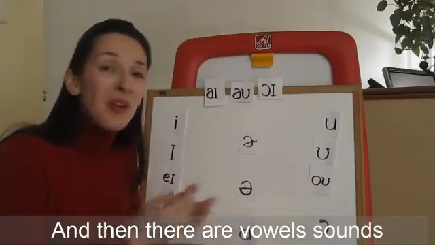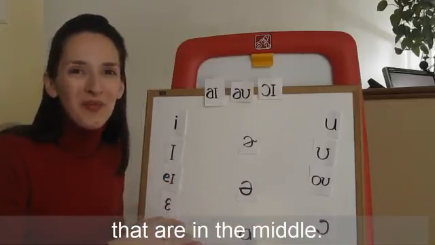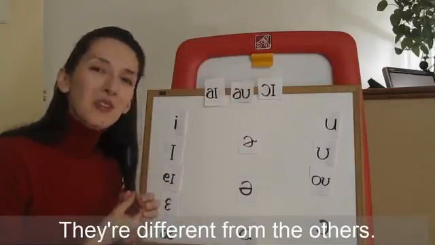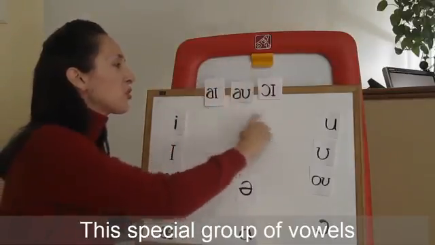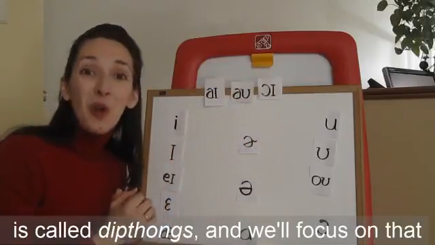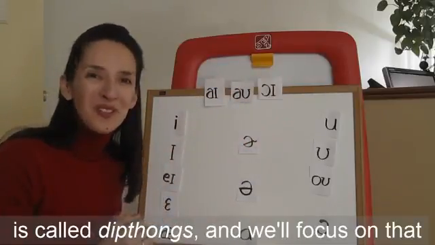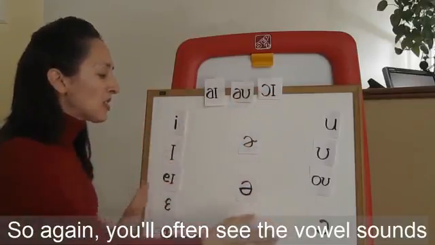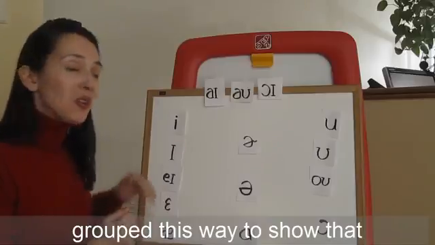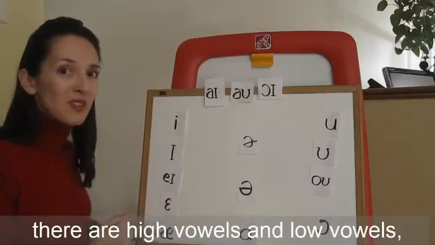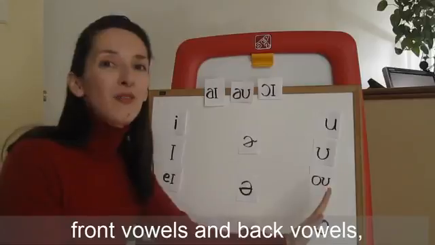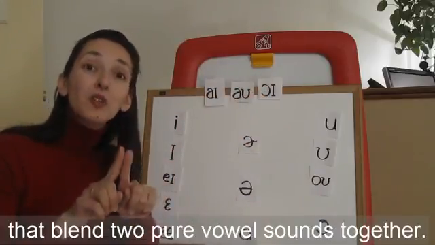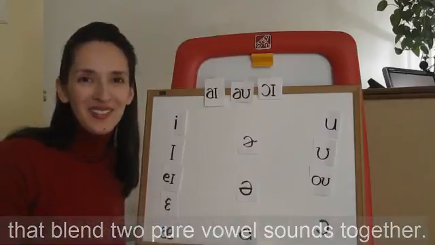And then there are vowel sounds that are in the middle. These vowel sounds are a special group. They're different from the others. This special group of vowels is called diphthongs, and we'll focus on that in one of these videos. So again, you'll often see the vowel sounds grouped this way to show that there are high vowels and low vowels, front vowels and back vowels, and our special group of diphthongs that blend two pure vowel sounds together.